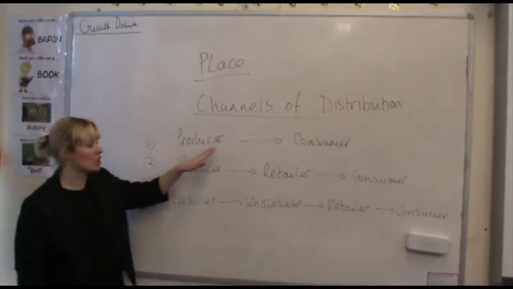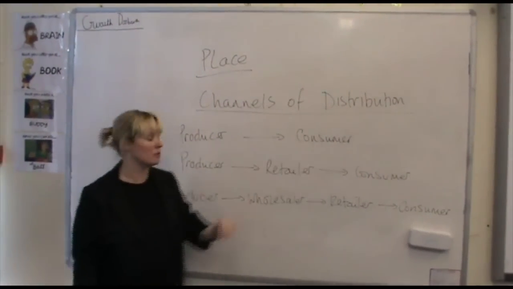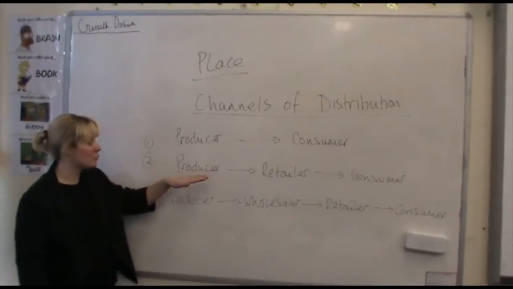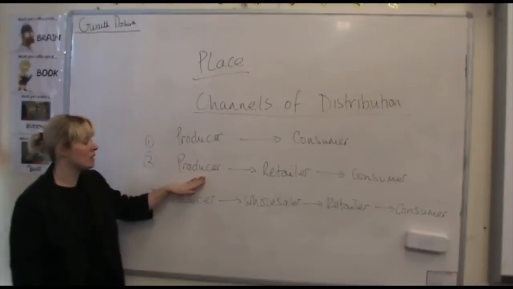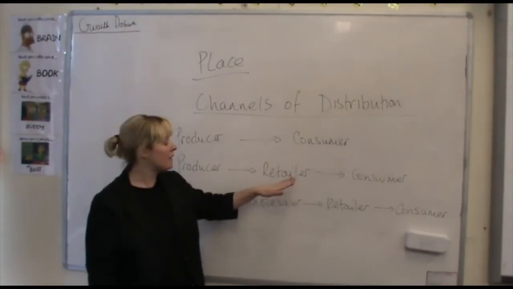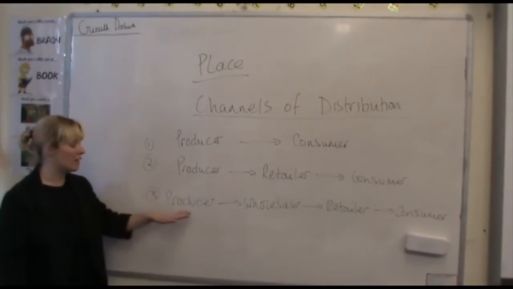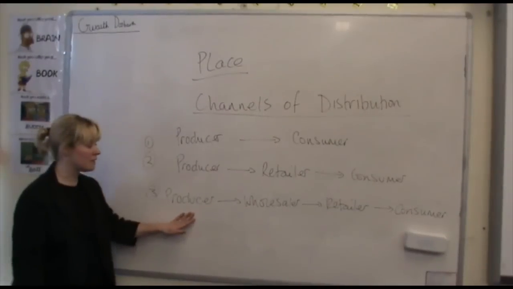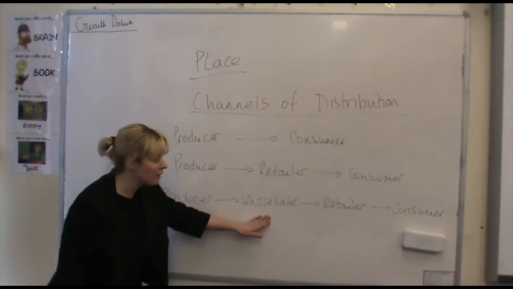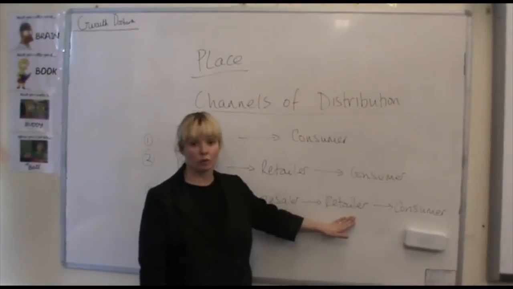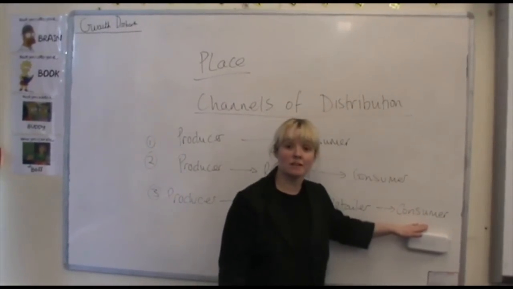That's the smallest channel and therefore takes the least time for the product to get from the producer to the consumer. The second type is where you sell the product from the producer, so that could be Cadbury's with their chocolate, and it leaves the factory, the producer, it goes to a retailer like Tesco, and then they sell it on to the consumer. And then lastly we can have producer, so that would be Cadbury's, who sell it to a wholesaler. An example of one would be Booker's. Then it goes to a retailer, that could be a small corner shop in Neyland, and then you've got the consumer who goes into the shop in Neyland to buy it.